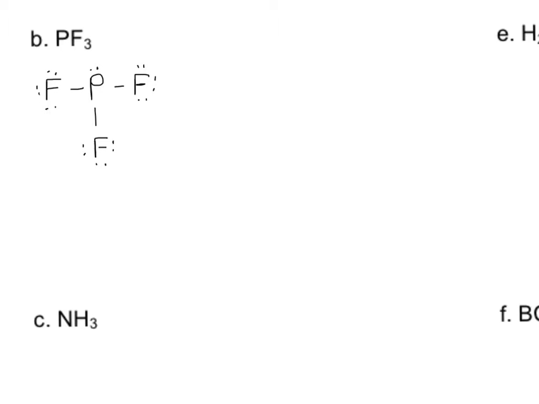All right, I'm going to show you how to label polarity on a Lewis structure. So the example I'm going to do is B from the problems we were working on in class today. The first thing you do is do the Lewis structure, and I've already done that. So you have to go through all the steps and do the Lewis structure.